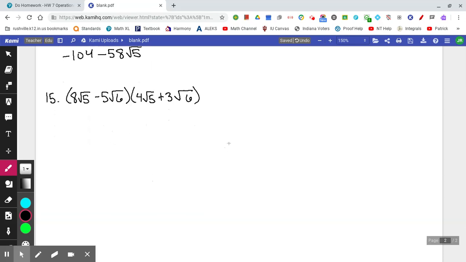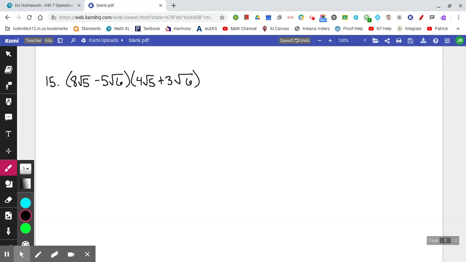Okay, last of the multiplication. Save the hardest for last. Same strategy. The only reason I'm saying it's the hardest is because every single one of these I'm noticing has radicals. It's okay. We know out times out, under times under.